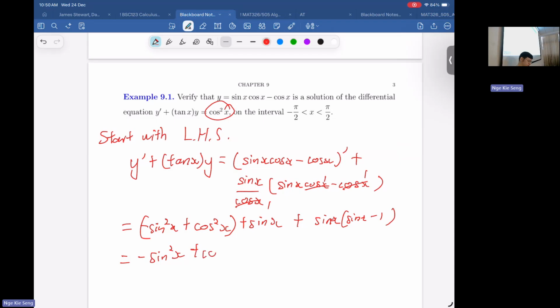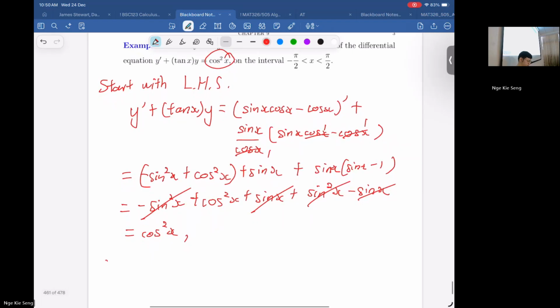And the other term obviously cos square x, then sine x. And then let's expand this: sine square x minus sine x. So exactly, we cancel out the sine square x and sine x, so we're left with cos square x. Okay, so we are done. So let's write the right-hand side here. Done.